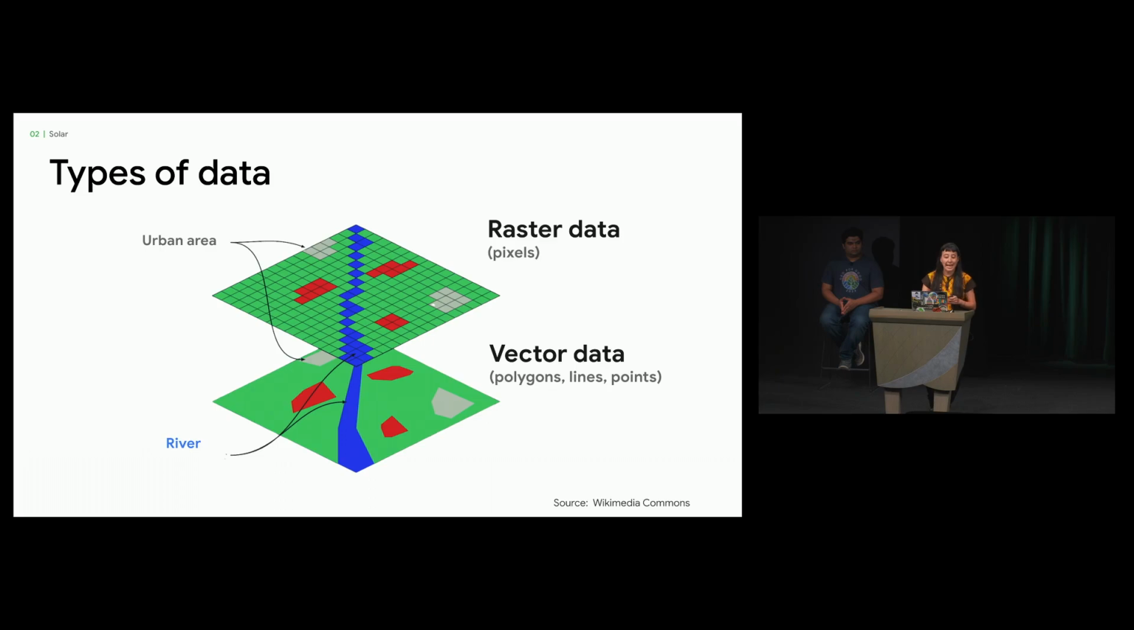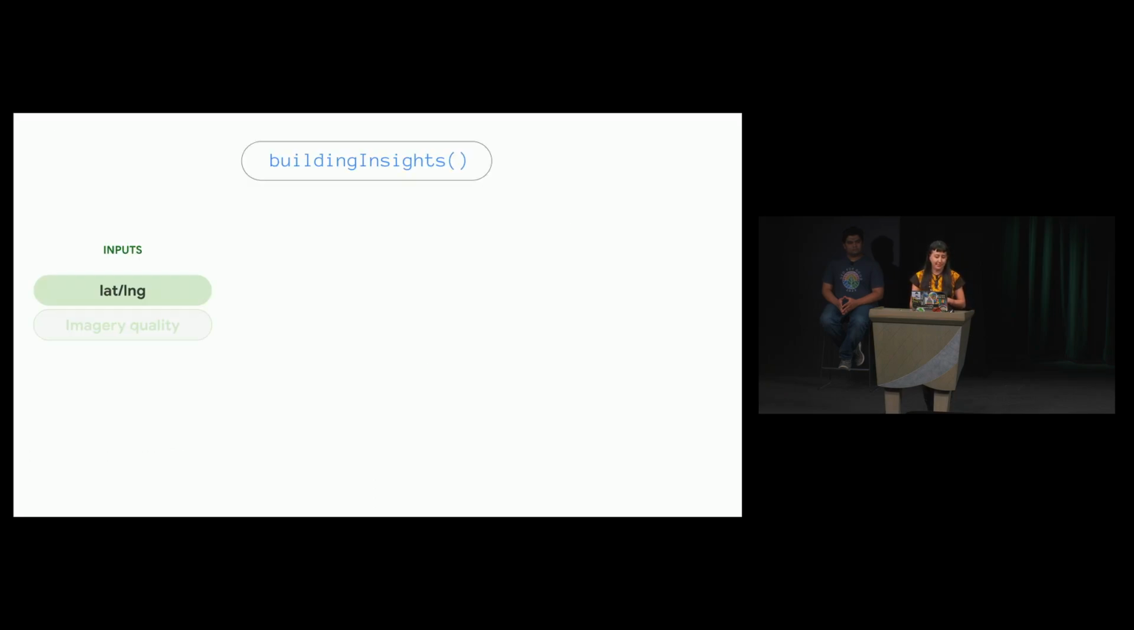For those watching online who may not be familiar with the terms, raster or vector data means it's information about a polygon, a line, or a point, and raster data means you get images as pixels. Let's explore each of these endpoints a bit more then.